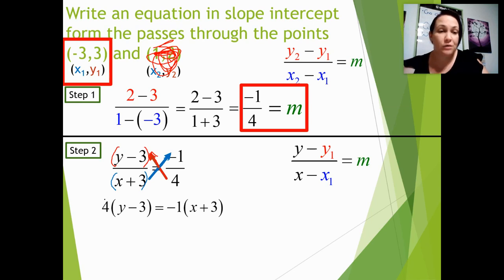Next, we're going to distribute. So I'm going to do 4 times y and 4 times -3. And then on this side, it's -1 times x. And then don't forget, -1 times plus 3 will make a -3. Okay, so be careful with your signs here.